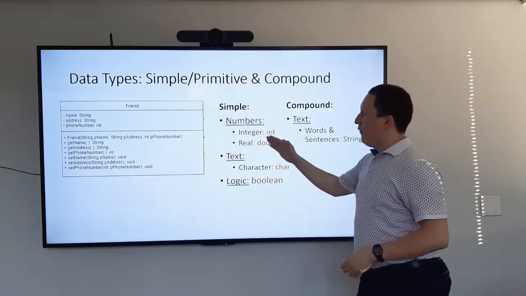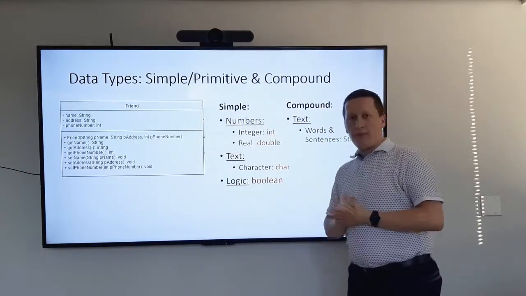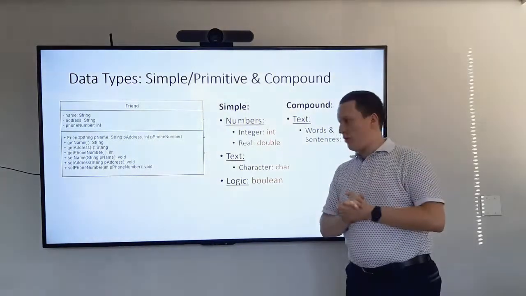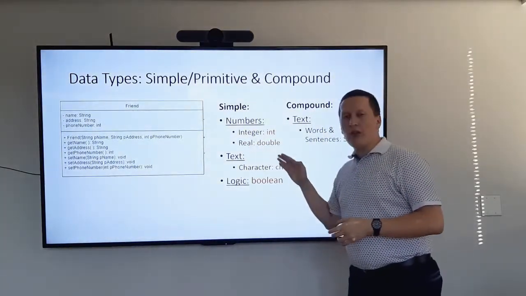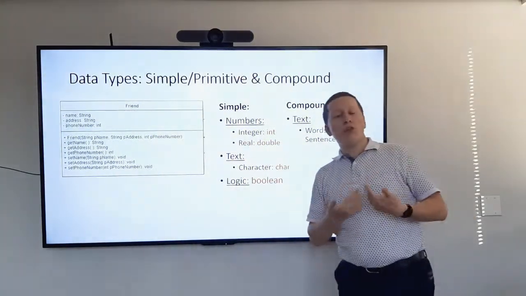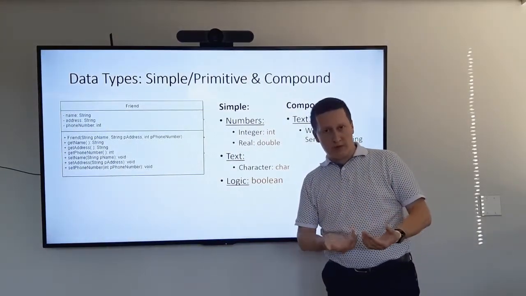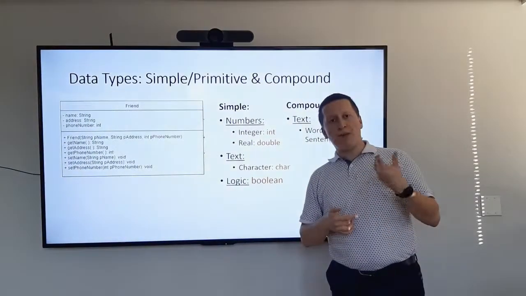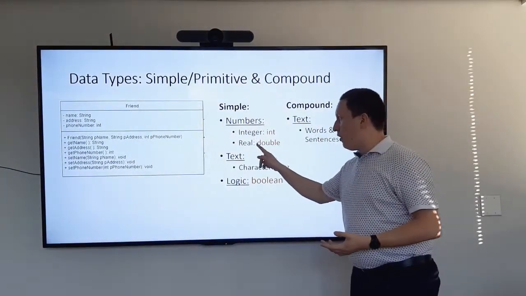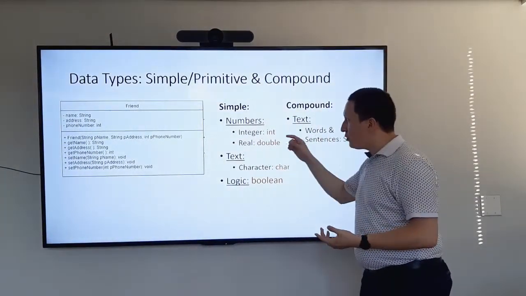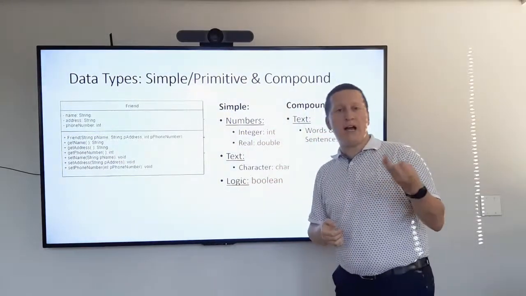So for numbers, we have the integer, referring to integer numbers. For real numbers, we have the double. I know that some of you have already expressed that you have previous knowledge of programming. There are other data types to model this kind of numbers. For example, when it comes to integer, we also have short and long.